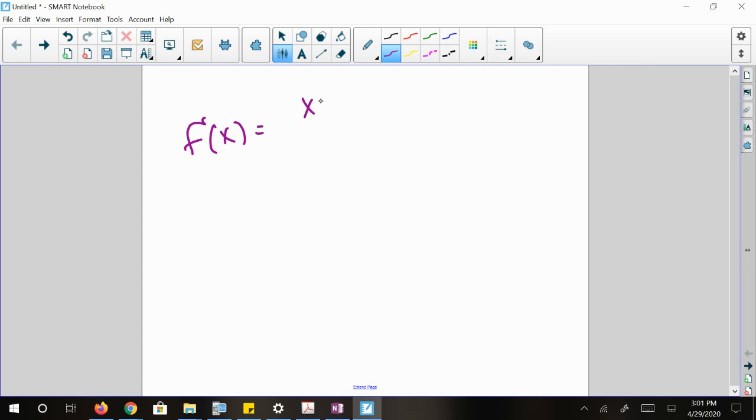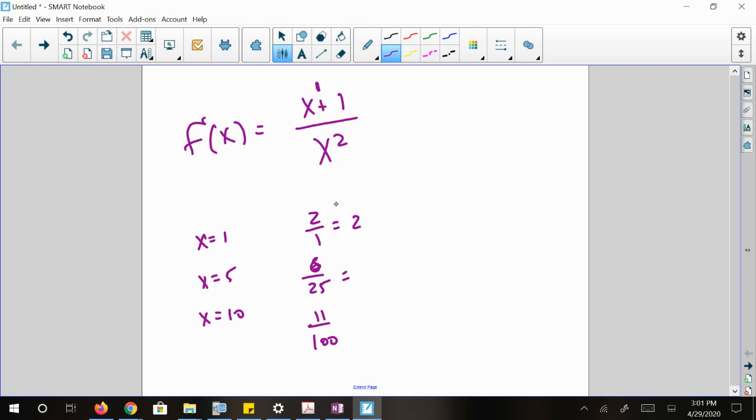Notice this is a scenario where the degree in the numerator is less than the degree in the denominator. Okay, if I started trying to plug in numbers, let's do 1, 5, and 10. If I plugged in 1 here, I'd get 1 plus 1, which is 2, divided by 1, so I would get 2. If I plugged in 5, I'd get 5 plus 1, 6, divided by 25. If I plug in 10, I get 10 plus 1 is 11 divided by 100. Notice what's happening to these numbers. 6/25 is about 0.24, and then 11 over 100 is 0.11.